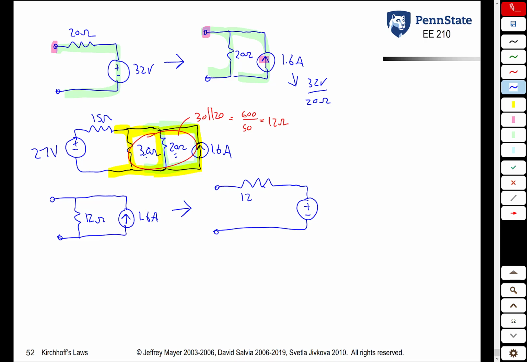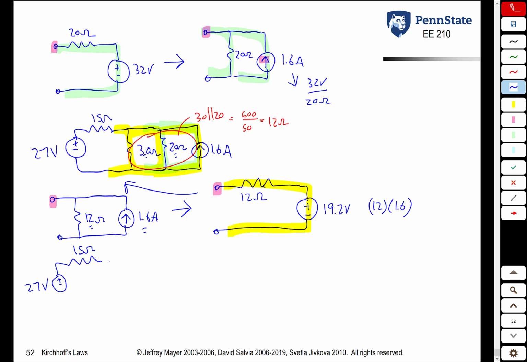This resistance is the same, 12 becomes 12. The voltage source value is 12 times 1.6, or 19.2 volts. And once again, this current source wants to push current out the top terminal. The voltage source should have a polarity to push the current out the top terminal. This can now be put back into this circuit here to get this.